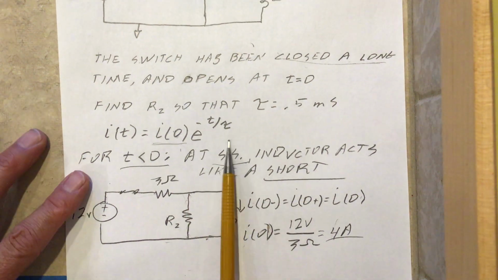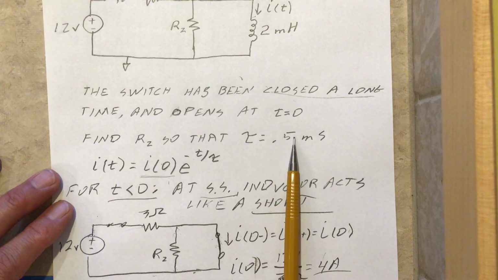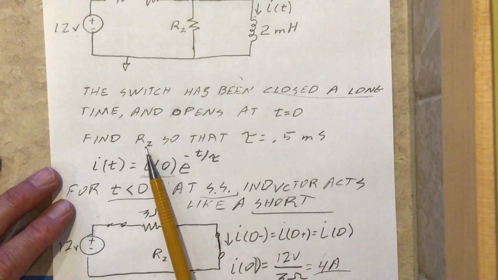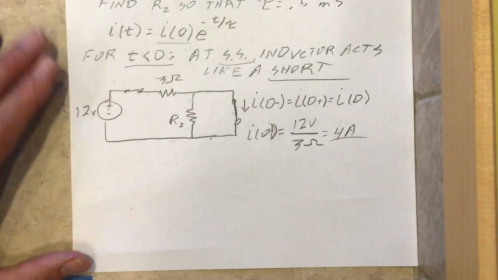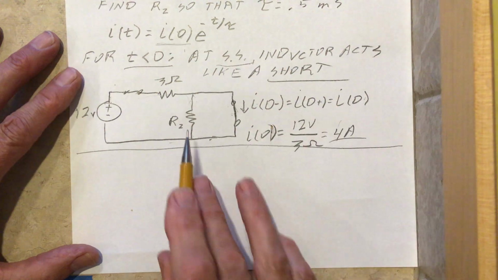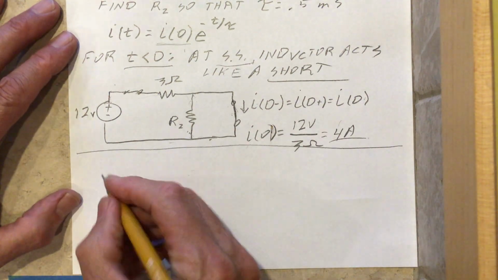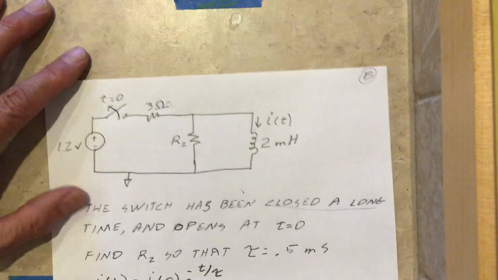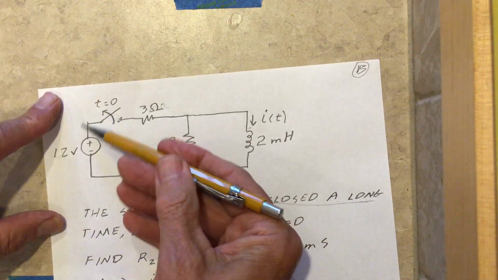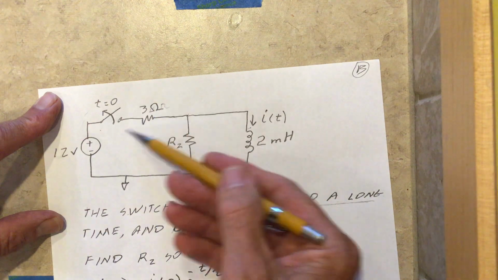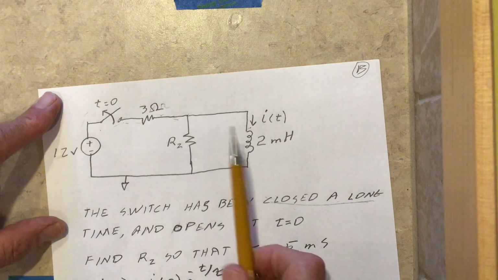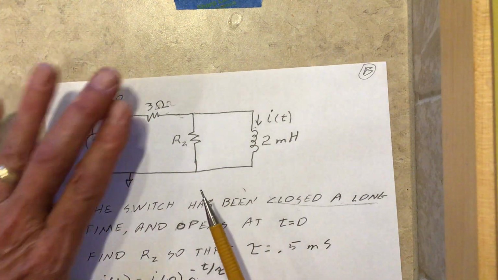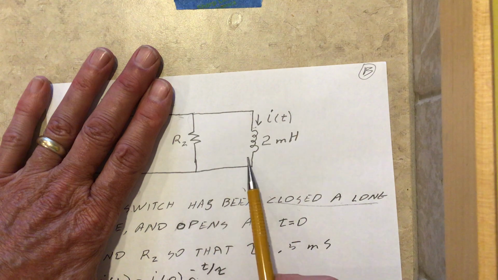Now, tau, what about tau? We're given tau, it's 0.5 milliseconds, but what we don't know is R2. So we're going to need to find the value of this resistance. Okay. This is what the circuit looked like before the switch opens. After the switch opens, what do we have? Well, once this switch opens, no current is going to flow through this part of the circuit. Actually, no current is going to flow through the 3 ohm resistor because it's attached to an open. So the only current of interest to us is over here. We have this resistor and that inductor.